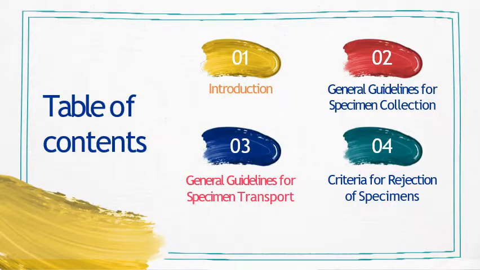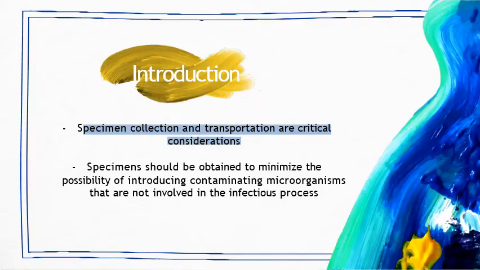The subtopics under our general topic are the introduction, the general guidelines for specimen collection, the transport, and the criteria for rejection of specimen. Now, your specimen collection and transport are critical considerations. Why? Because your specimen should be obtained to minimize the possibility of introducing contaminating microorganisms that are not involved in the infectious processes or in your molecular processes.